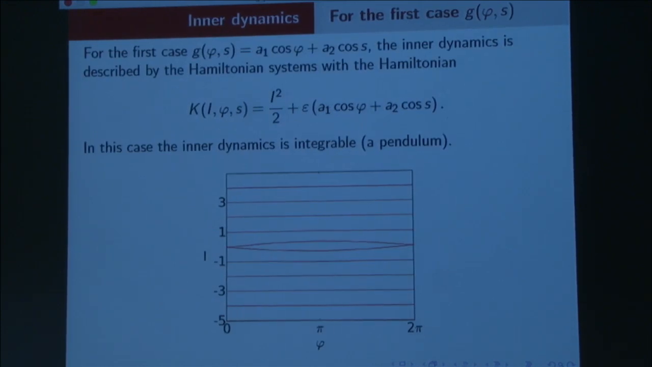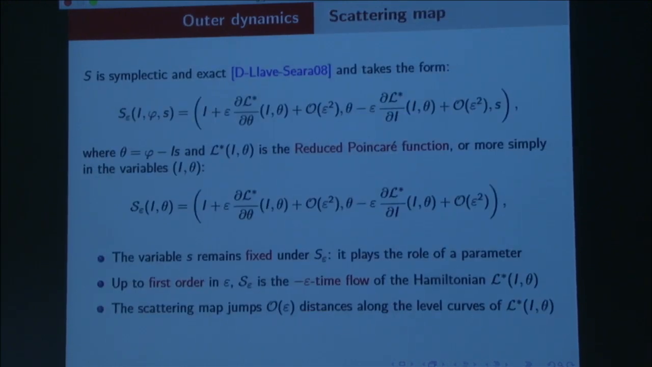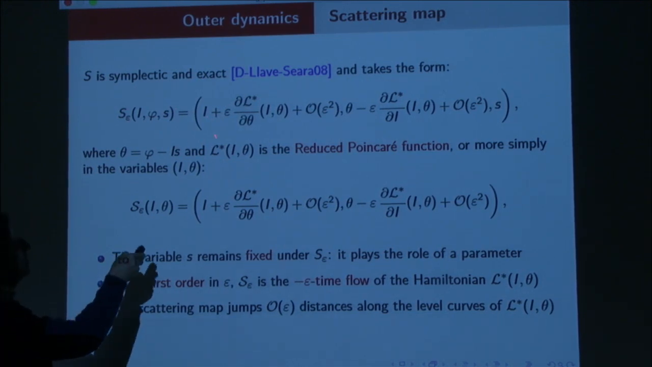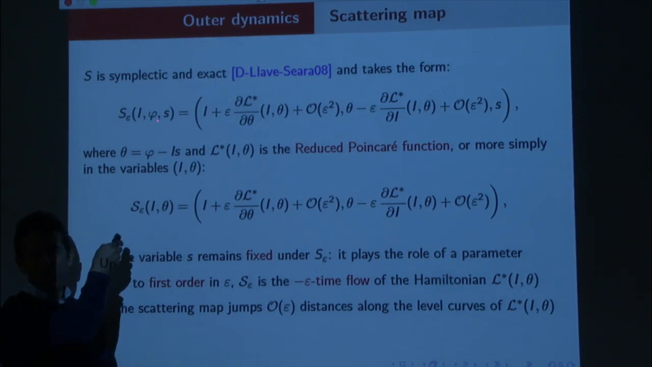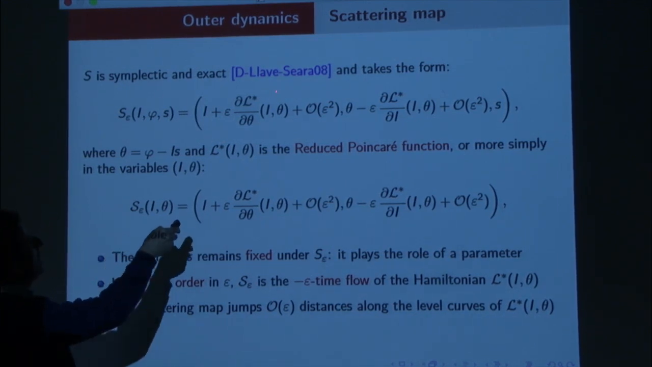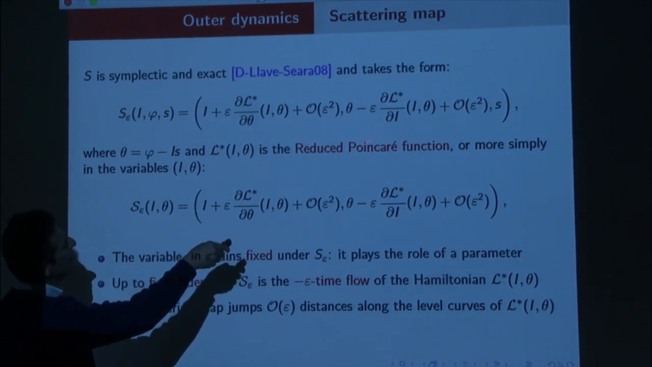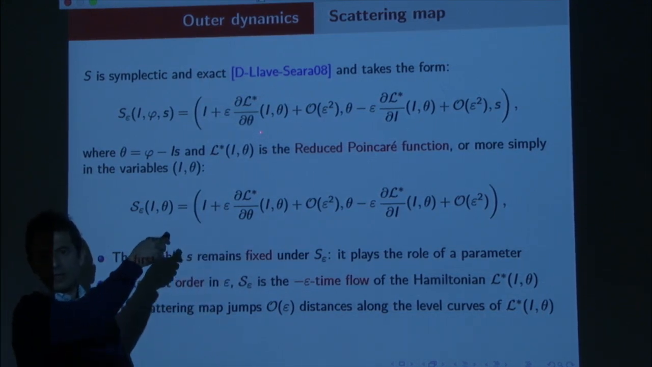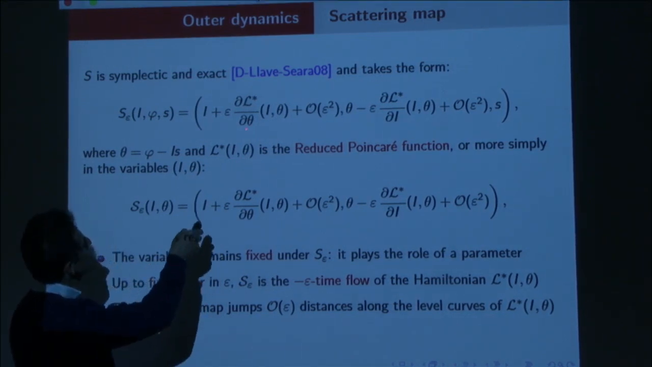I didn't know that I had to speak at 11, so let me tell you how to compute this epsilon. Look, in the scattering map that I have here, there is a first order and an error. This formula is good as far as these derivatives are greater than epsilon. I need epsilon to be smaller than the derivative, so I have to have an estimate of this L star.